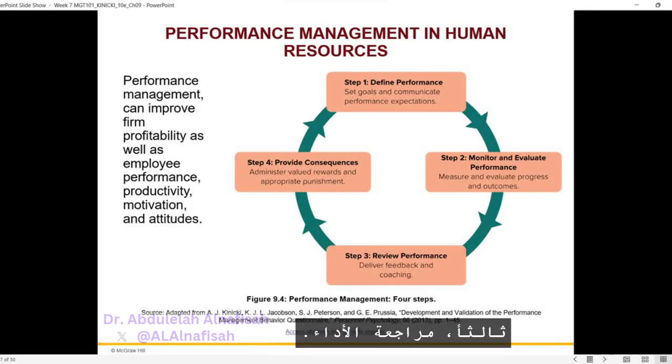3. Review performance. The third step is to review and assess employees' performance based on the collected data and observations. Performance reviews provide an opportunity to have structured discussions about an employee's performance, strengths, areas for improvement, and developmental needs. This step often involves formal performance appraisals or periodic performance discussions between managers and employees.